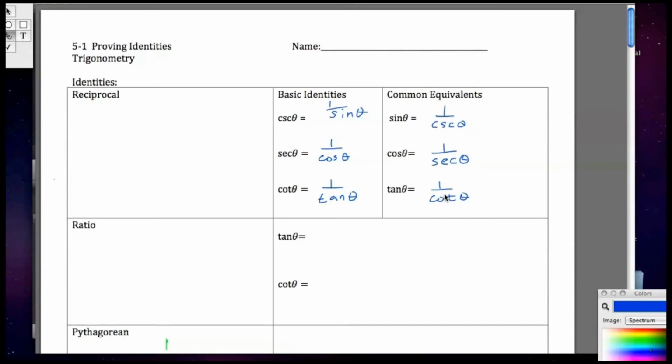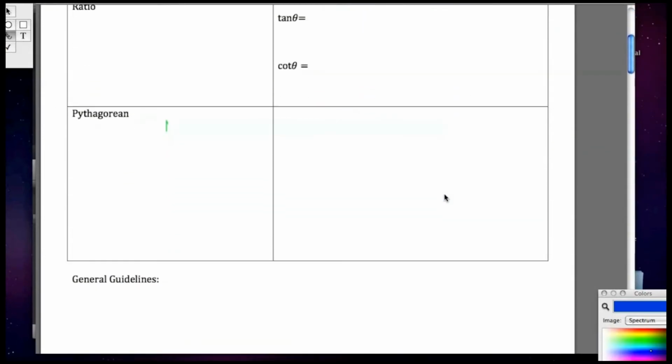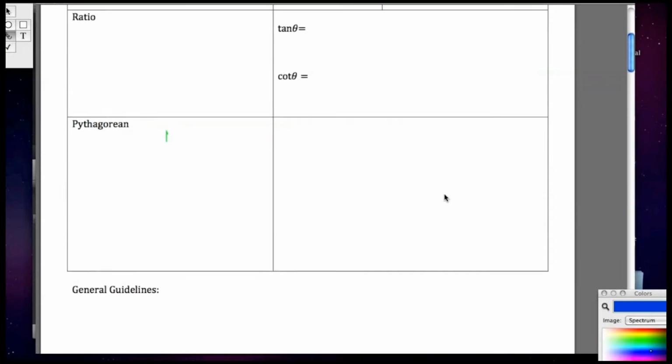Okay, pretty straightforward there. Moving on to this next piece. Tangent and cotangent. These are ratios here. So tangent is going to be sine theta over cosine theta, and cotangent is going to be cosine theta over sine theta.